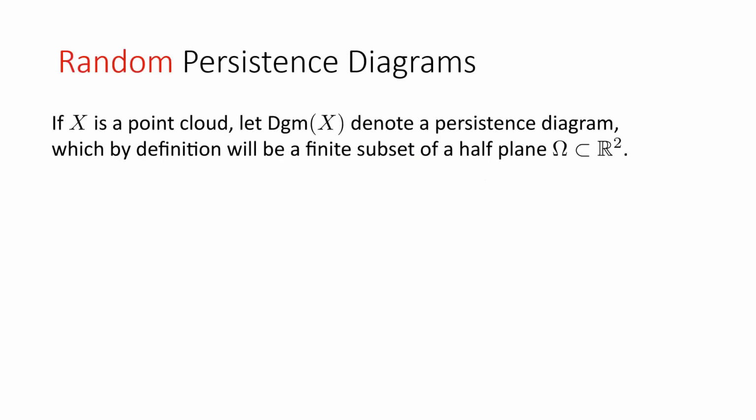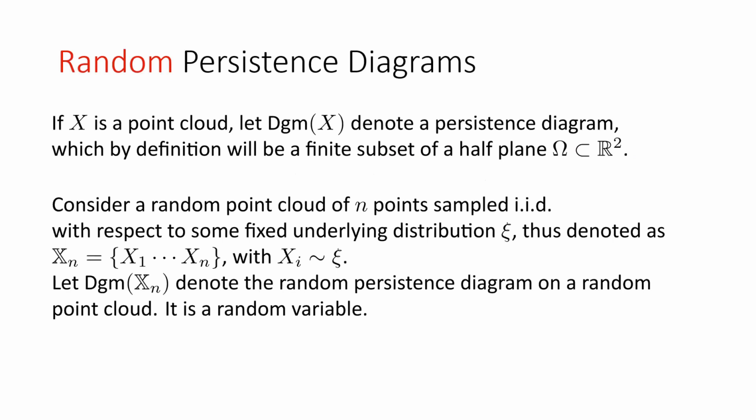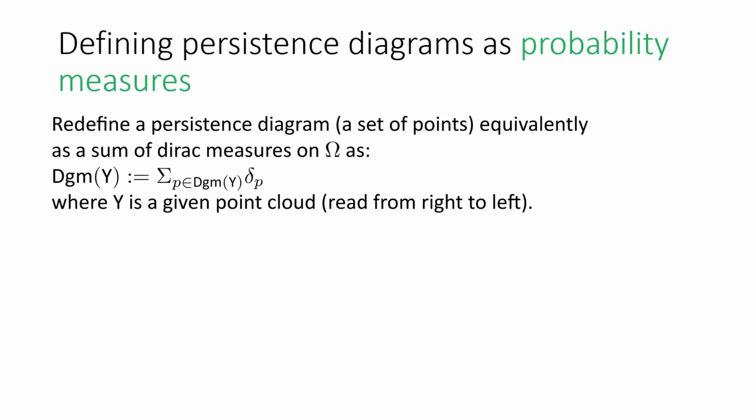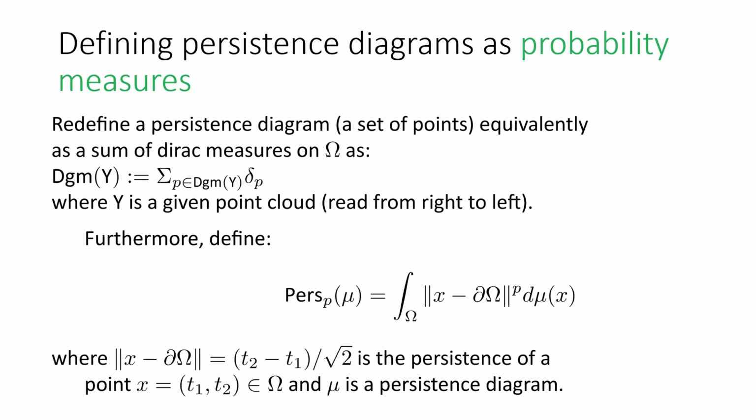Given a point cloud X, let DGM of X denote a persistence diagram. The output of the persistence algorithm is supported on the half plane Omega. Let script X_n denote a random point cloud on n points sampled IID with respect to some fixed underlying distribution C. It is a random variable, along with DGM of script X_n. Let's redefine a persistence diagram as the sum of Dirac measures on Omega not involving the diagonal, as DGM of Y equals the sum of Diracs centered at points in DGM of Y, where Y is a point cloud. Furthermore, define the persistence of a persistence diagram to be the sum of distances to the diagonal x equals y of all points in the persistence diagram. We're using here the Euclidean distance between two points.